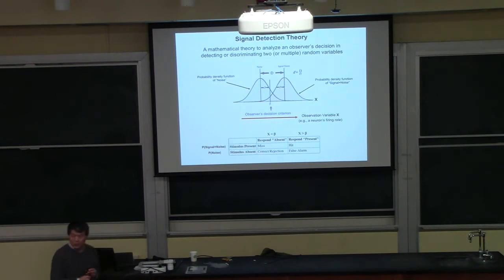So there are four probabilities. This is the key; you should understand the four probabilities. There are basically two situations, noise alone and noise plus signal. Then you make a decision, yes or no. So two by two gives four choices. These two are correct, these two are wrong: hit, correct rejection, false alarm, and miss.